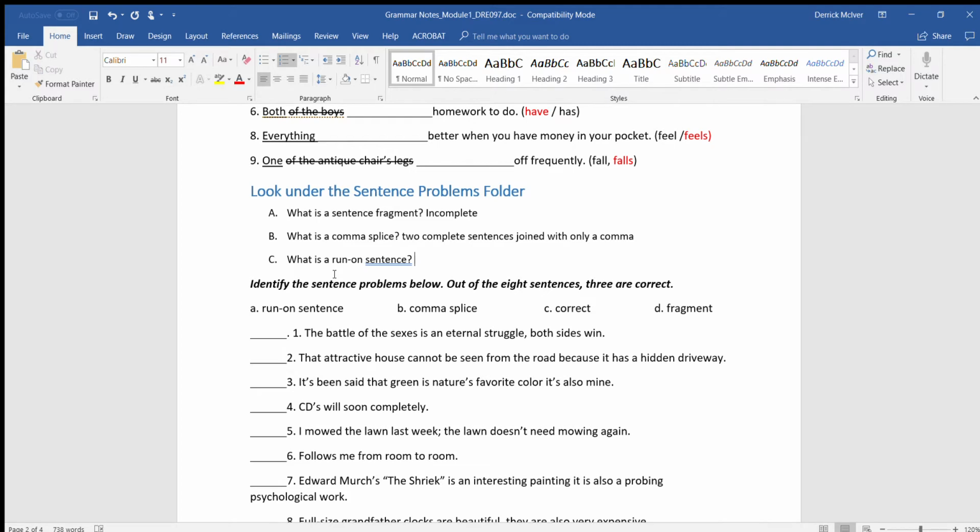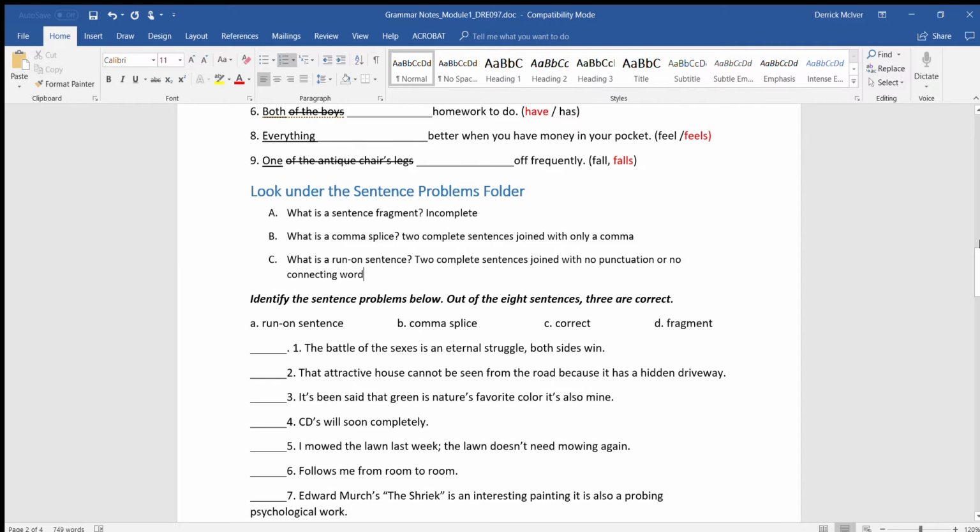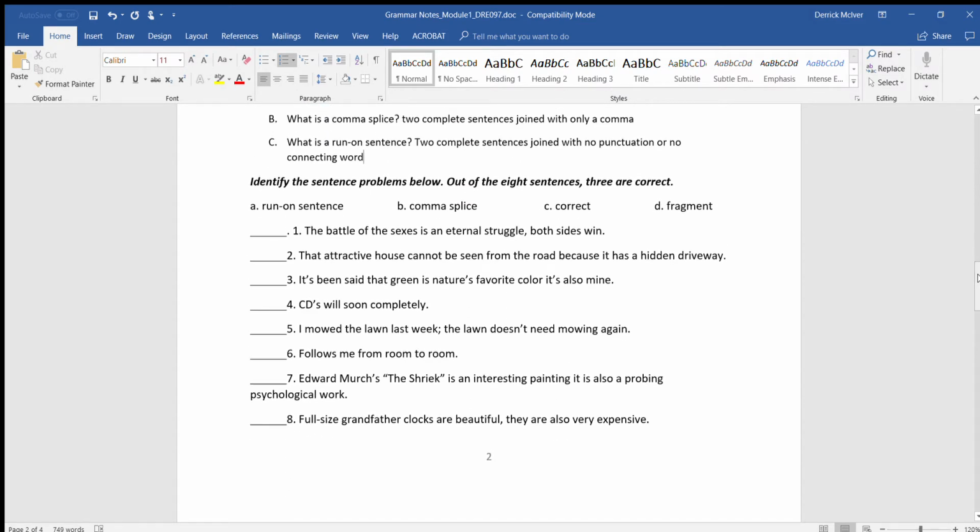Run-on sentences are two or more complete sentences that are joined with no punctuation or no connecting word. Okay? So here we're going to identify which sentences are written correctly and which one will be a run-on, comma splice, or a fragment. The battle of the sexes is an external struggle. Both sides win. These are two complete sentences joined with only a comma. A comma is too weak to join two complete sentences, so it is a comma splice. I'm going to put CS for comma splice.